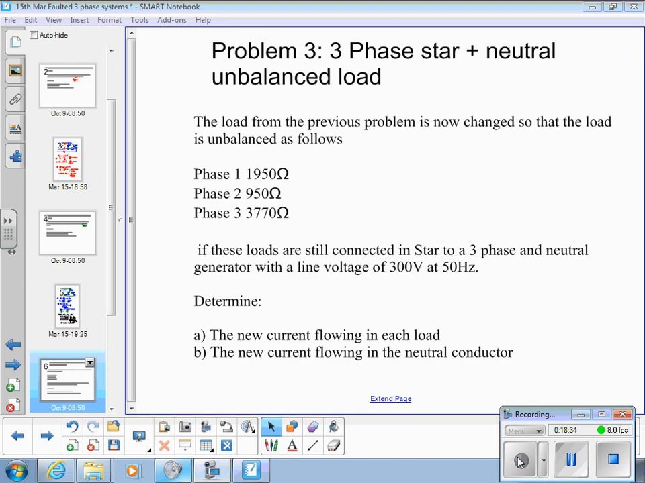Three-phase star plus neutral, unbalanced load. So the load from the previous problem has now changed so that the load is unbalanced as follows. Phase 1, we'll call that the one that's pointing upwards, keep the 1950 ohm resistor in it. We'll say that's the one with 0 phase angle in terms of voltage. On phase 2, the yellow phase, 950 ohms, and on phase 3, 3770 ohms. They're still connected in star with a neutral at a line voltage of 200 volts.